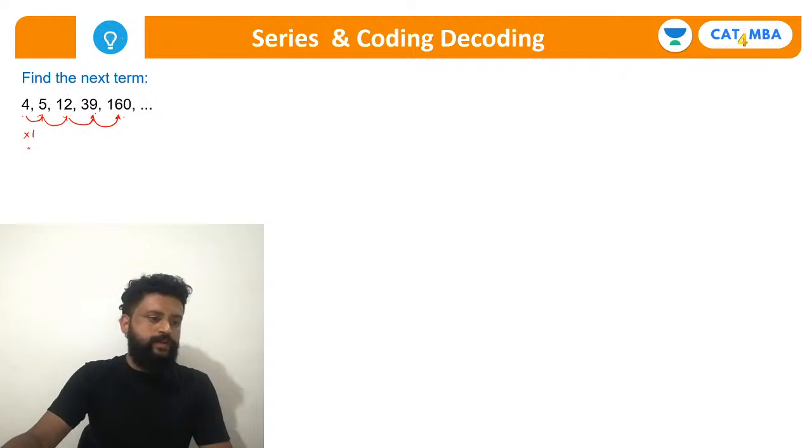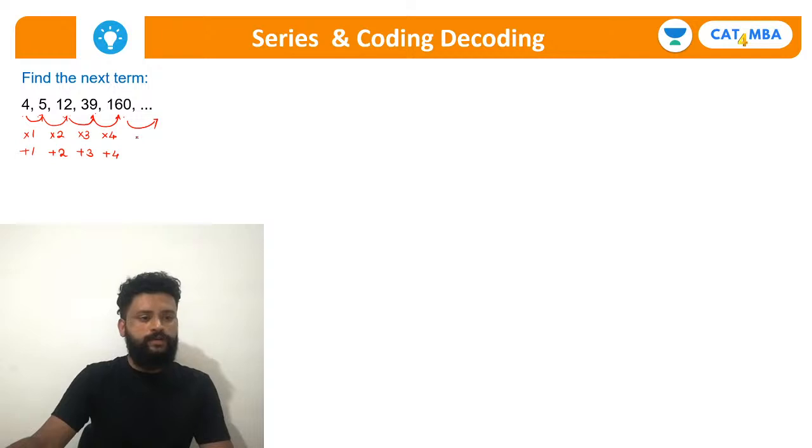Into 1 plus 1, here it is into 2 plus 2. Then next will be into 3 plus 3. Here it is into 4 plus 4. Now the next number will be definitely into 5 plus 5. So into 5 plus 5 will be 805.